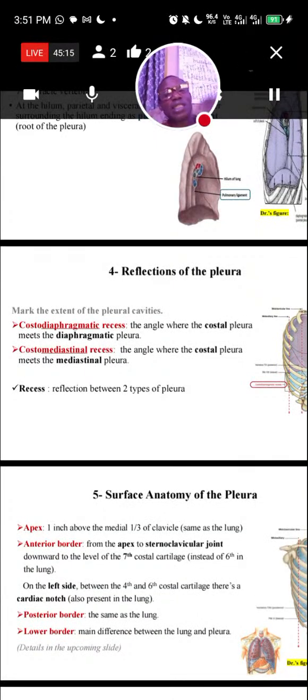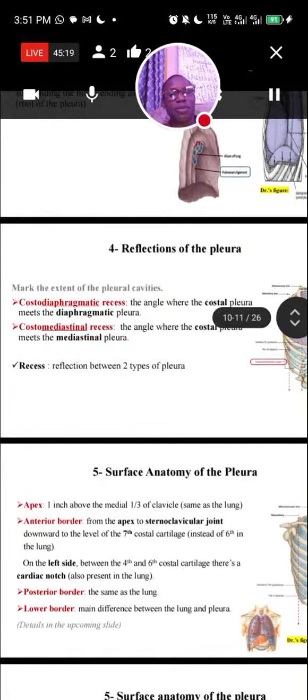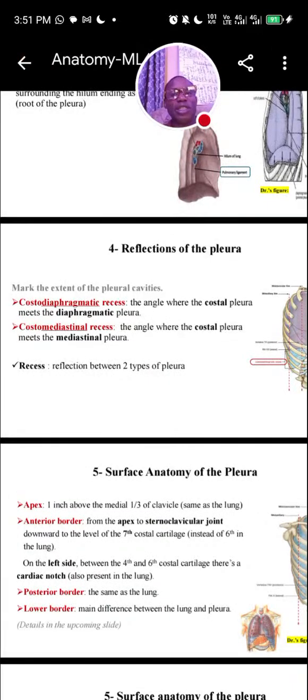See where we are starting from and see where we are now. This is the fourth point. We are about 45 minutes into this, whereas if we were to run through this, it wouldn't take 45 minutes. Now, we're talking about reflection. Reflection simply means the recess: costodiaphragmatic recess and costomediastinal recess. CDC.